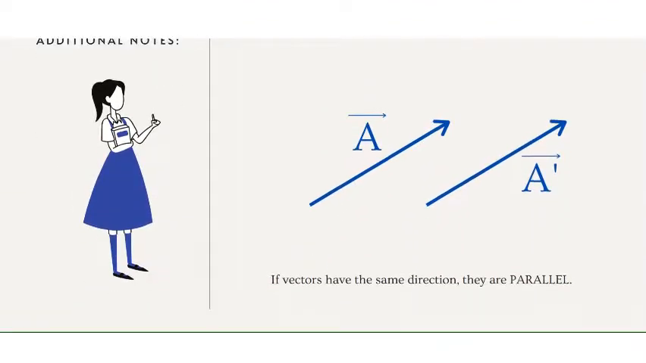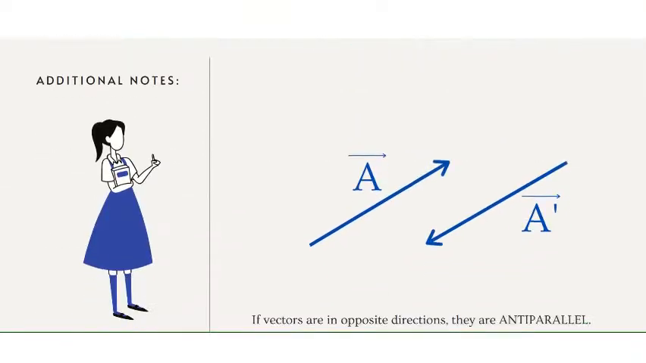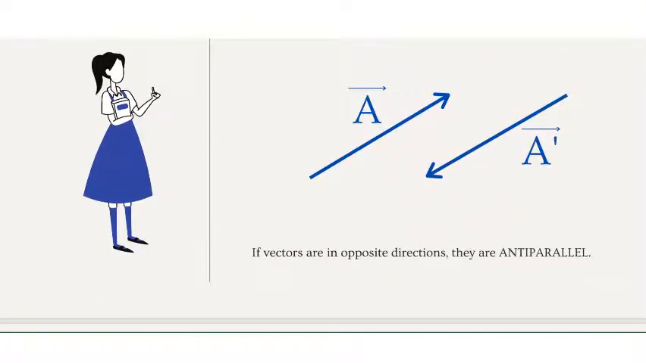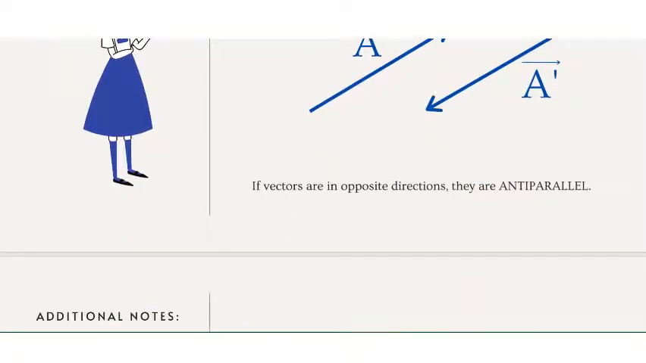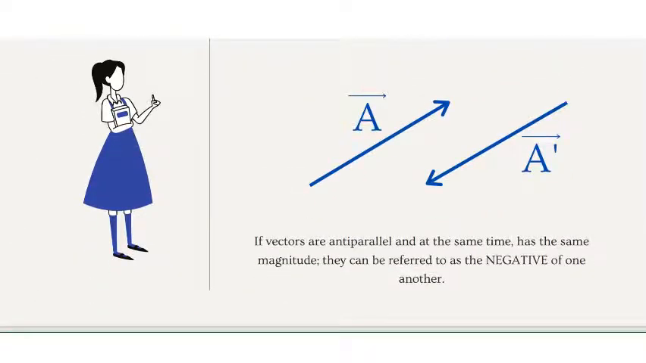Now, if vectors have the same direction, they are parallel. If vectors are in opposite directions, they are anti-parallel. If vectors are anti-parallel and at the same time have the same magnitude, we can refer to them as the negative of each other.